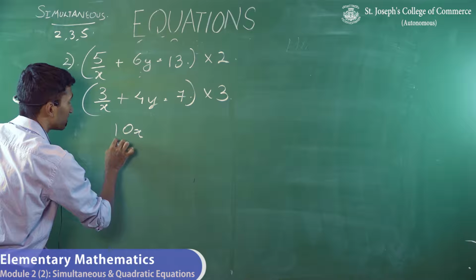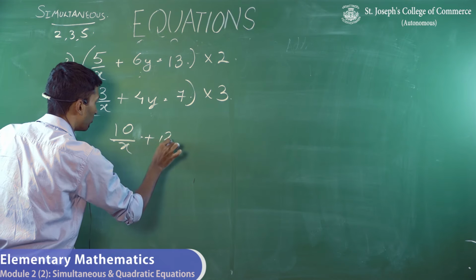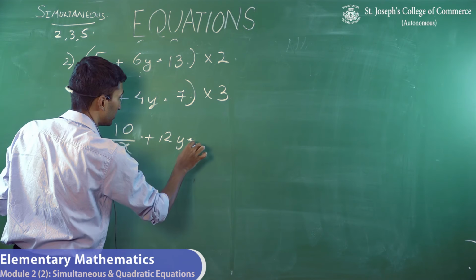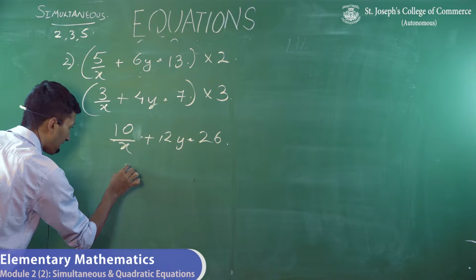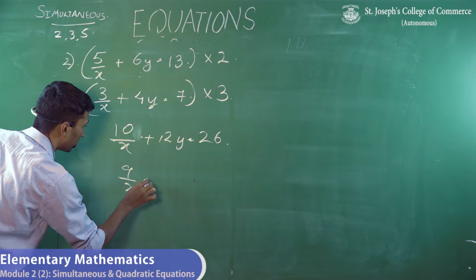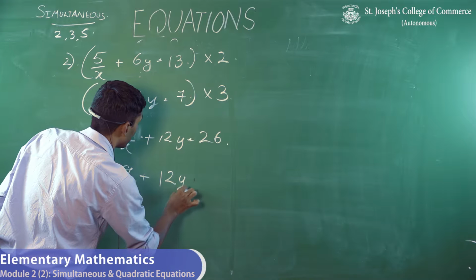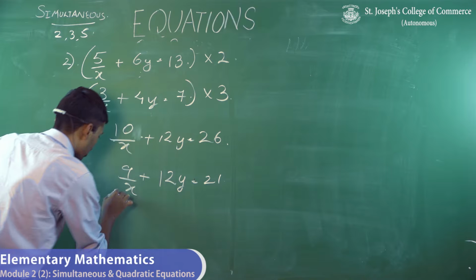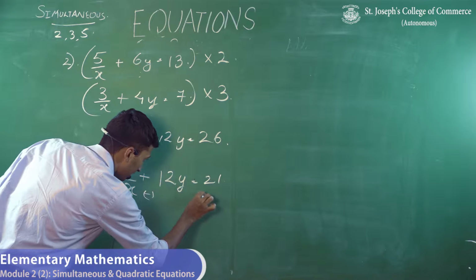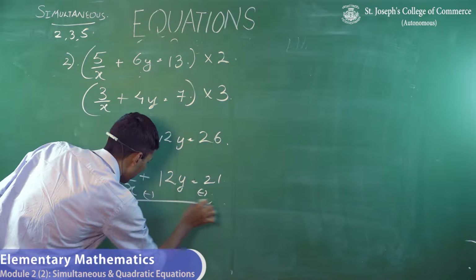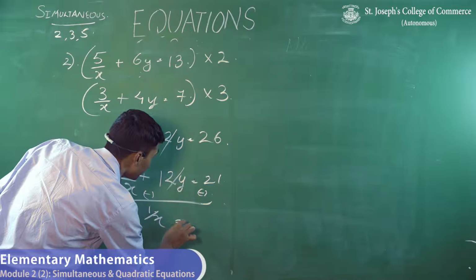10 by x plus 12y is equal to 26. In this, it is 9 by x plus 12y is equal to 21. So I put a minus sign here, a minus sign here, and a minus sign here, which would be 1 by x is equal to 5.